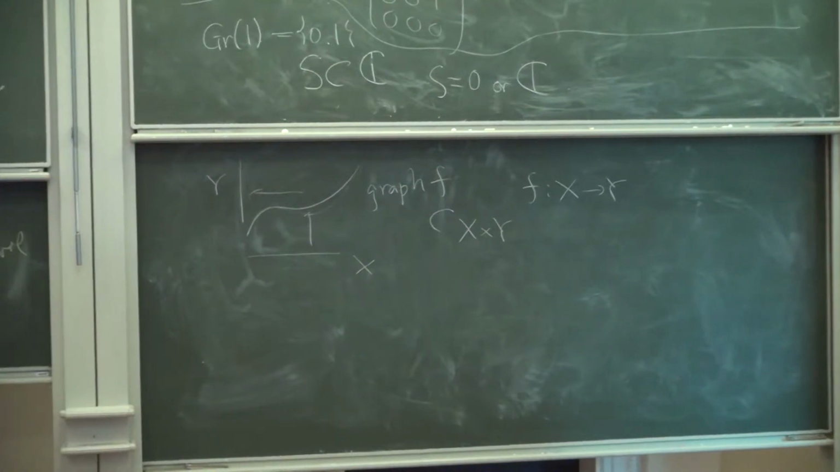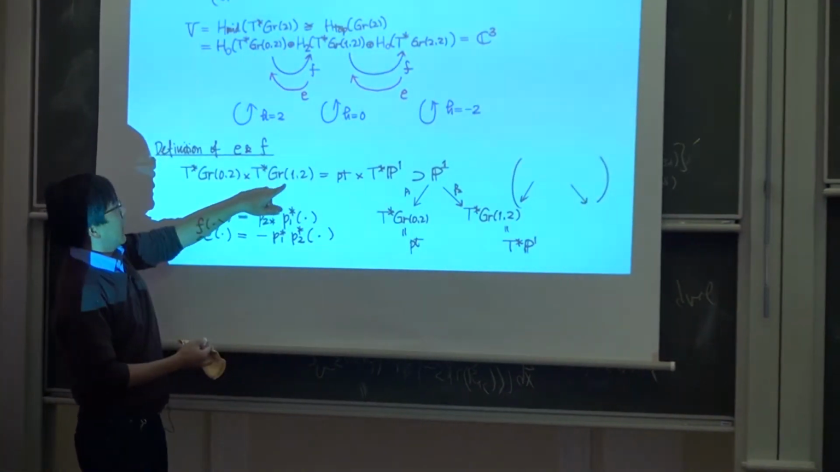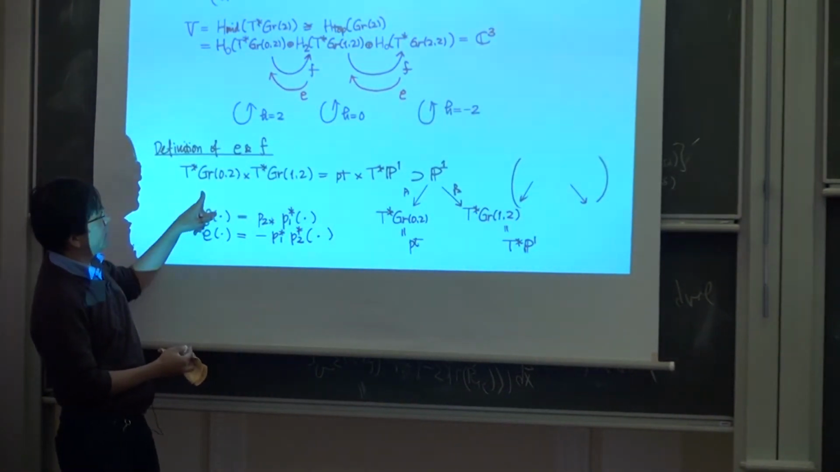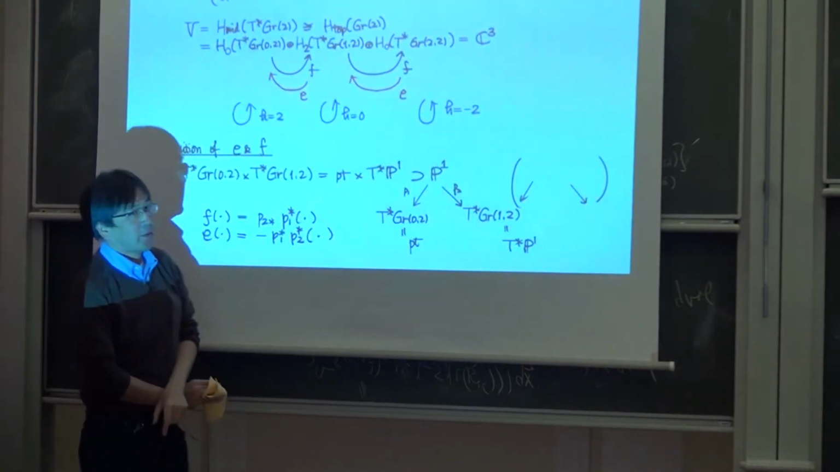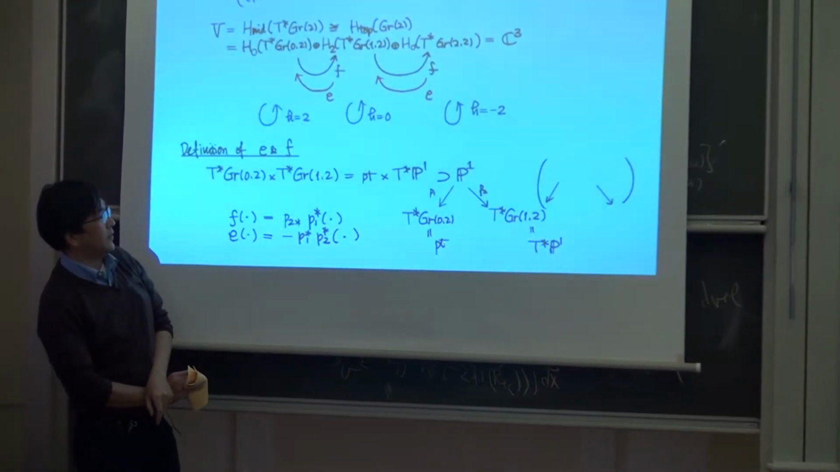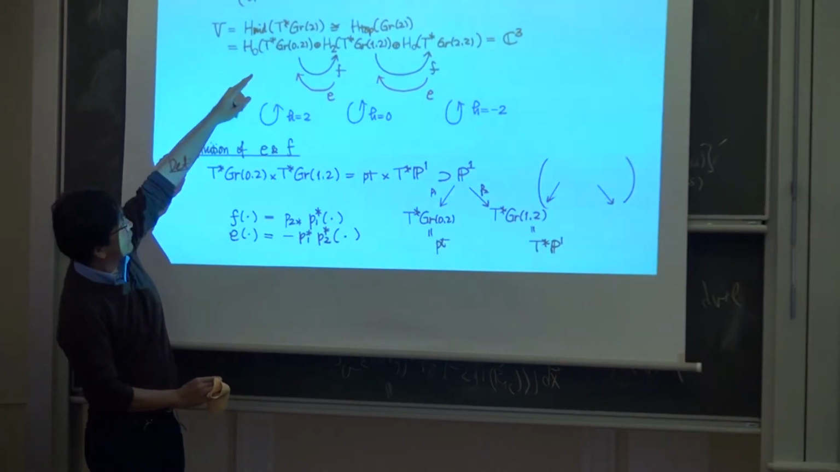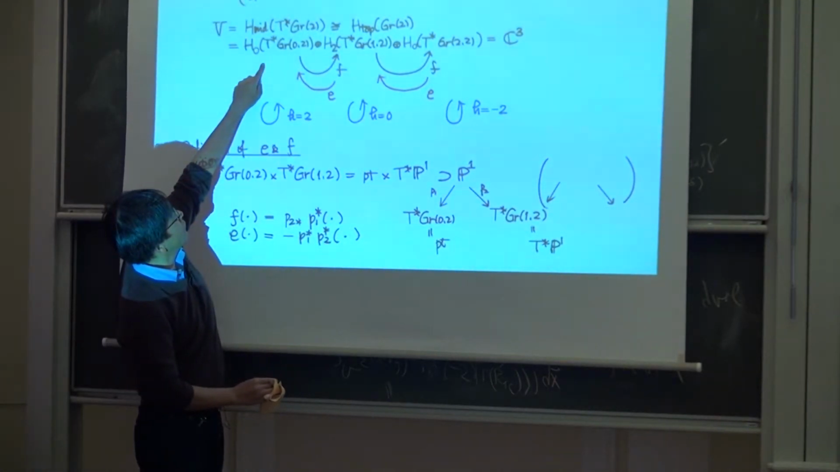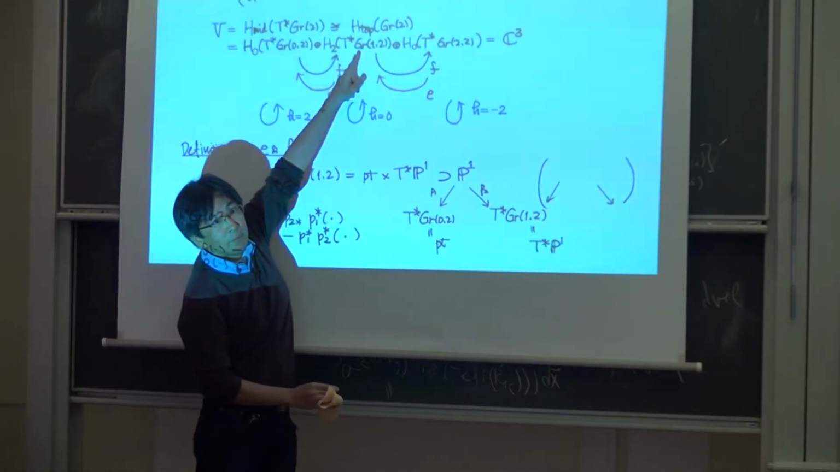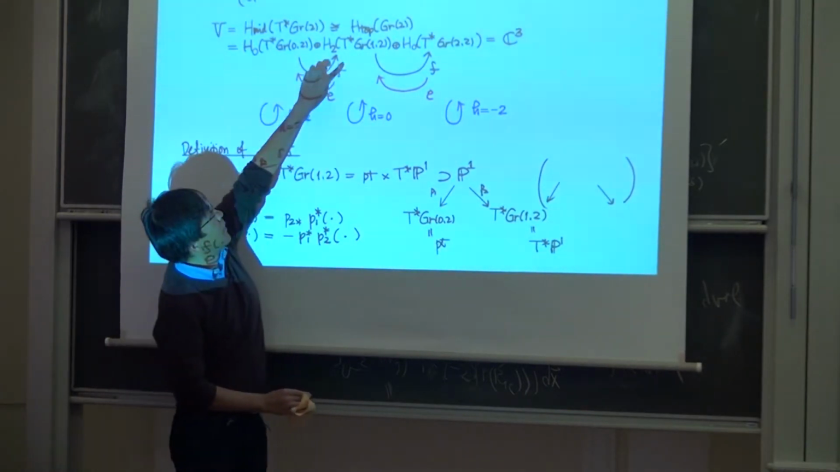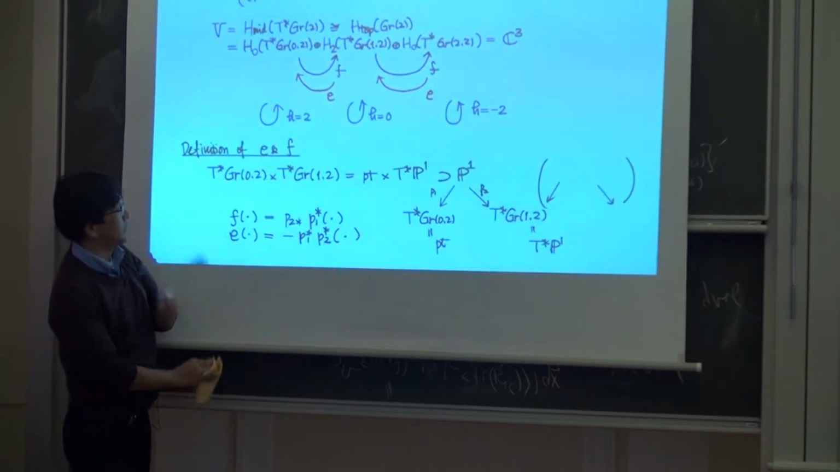In this particular case, it's a map, but anyway, I consider this P1 to be a submanifold in the product. And then I have two projections, P1 and P2, projection into the first and the second factors. Then F is a map. I want to construct F as a linear map from this component to this component, and E to be the map from the second cohomology to the first cohomology.